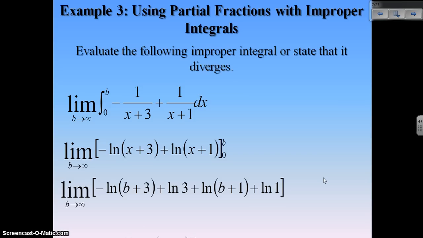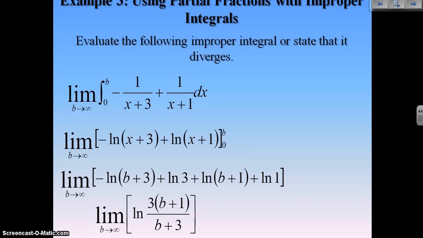and so forth. Let me move the screen down a little bit here. I can combine some of these things now. Remember, if it's positive, it goes on top, negative goes on the bottom. So that's positive, that's positive, well, that's 0. Natural log 1 is 0. We don't need to worry about it. So 3b plus 1 on top, b plus 3 on the bottom. If I distribute the 3, I have 3b plus 3 on top.